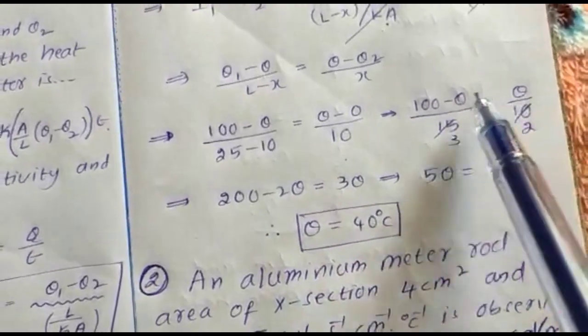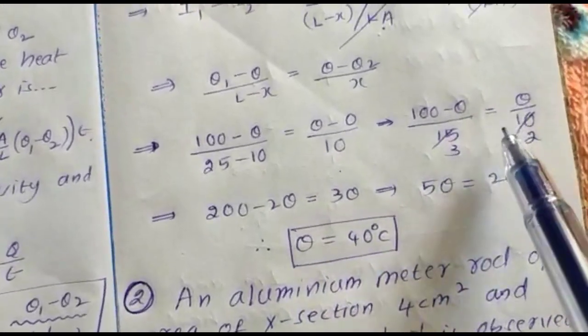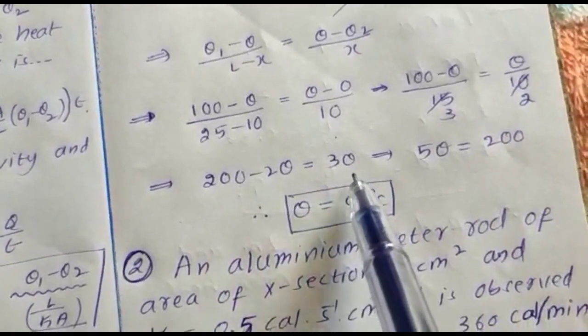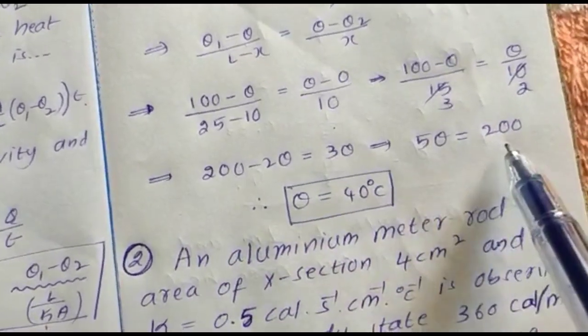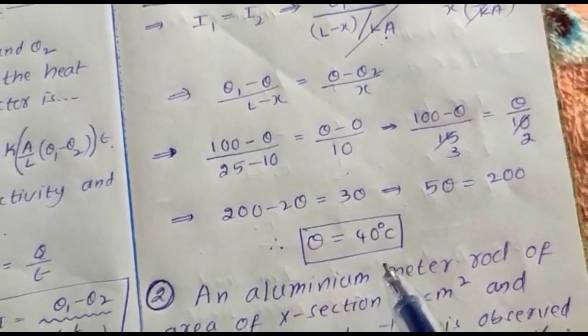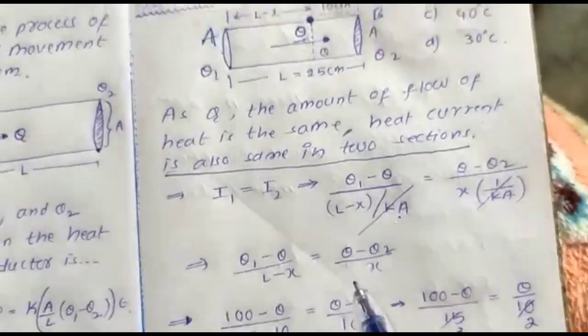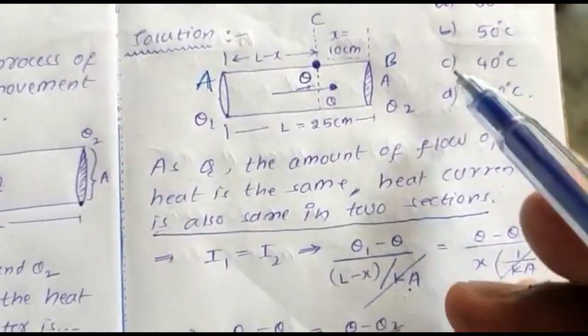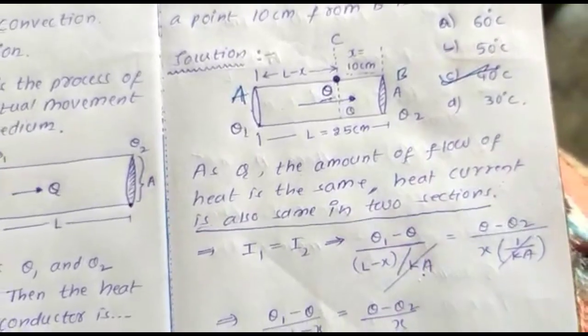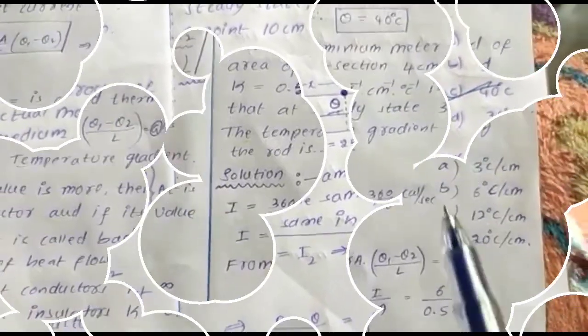Therefore by cancelling and calculating mathematically, you will get 200 minus 2 theta is equal to 3 theta, and therefore 5 theta is equal to 200. On solving you will get the answer theta is equal to 40 degrees Celsius. Therefore the third option is the correct answer, that is, 40 degrees Celsius is the correct answer for this question.